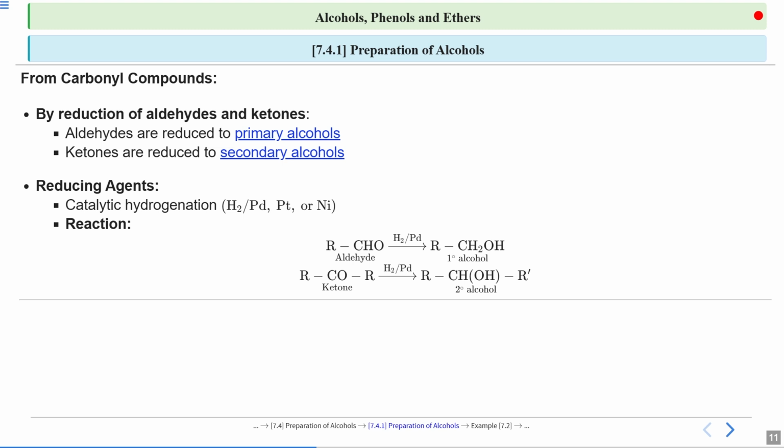If you take a ketone, again you do the catalytic hydrogenation of the ketone RC double bond OR with hydrogen in presence of palladium metal. You will get a secondary alcohol, that is RCHOH R prime. Now this R or R prime may or may not be same.